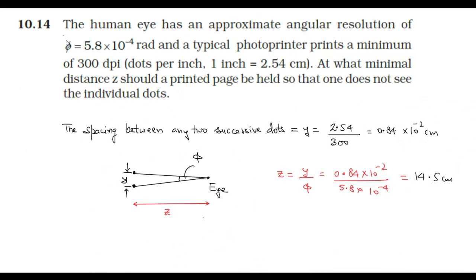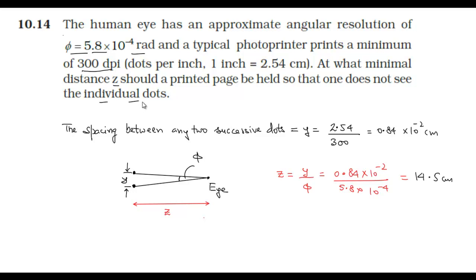In this question he is saying that a human eye has an approximate angular resolution of 5.8 × 10^-4 radians, and a typical photo printer prints a minimum of 300 dpi, meaning dots per inch, and 1 inch is given equal to 2.54 centimeter. Now he is asking, at what minimal distance, say z, should a printed page be held so that one does not see the individual dots.